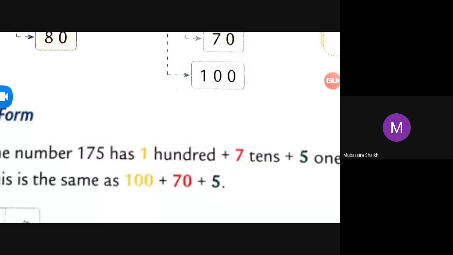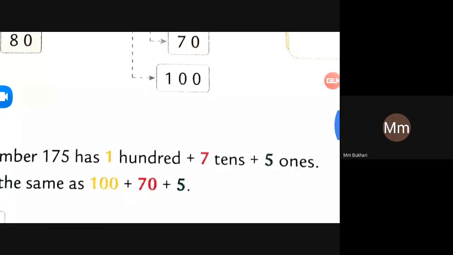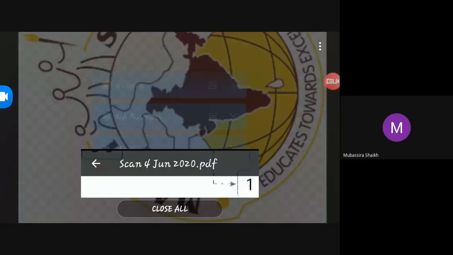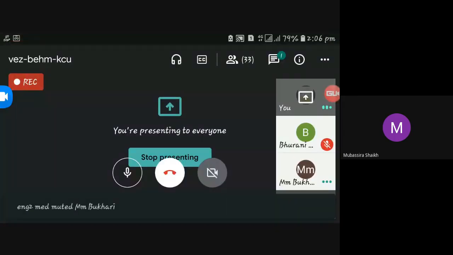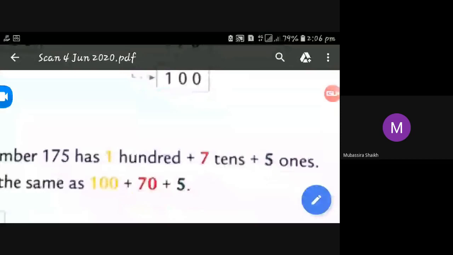Someone's mic is not muted, so please mute it. And 7 tens. So you have to write down the spelling of tens. So here is 7 tens. Then 5 ones. So please mute your mic. Mubashira ma'am, someone's mic is not muted, so please remove them from this meeting if they are not listening to you. Who is there? Ma'am, my voice is not clear. Okay, please mute them. He's creating disturbance in the lecture. Others are all disturbing. Please mute him and the others. If he unmutes his mic again, then remove him, please.